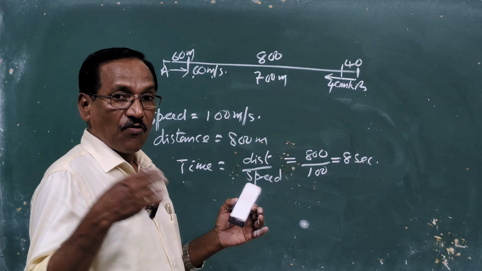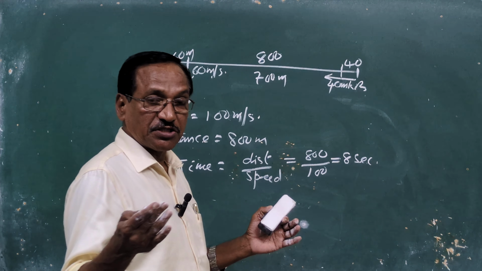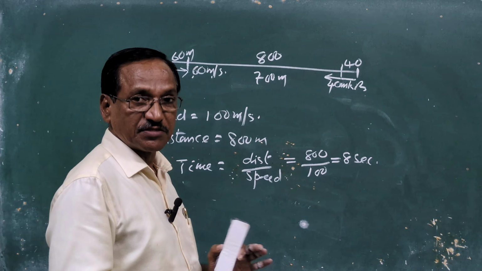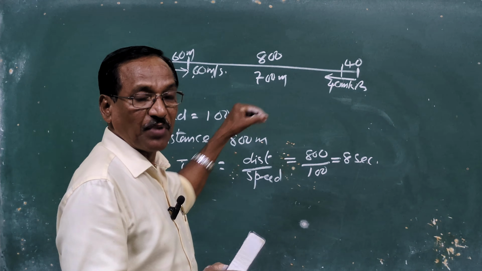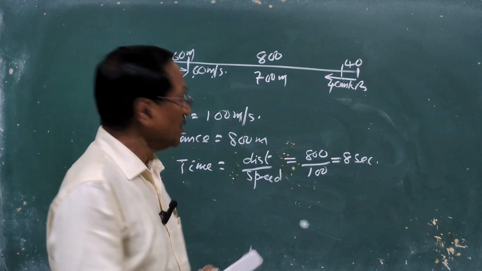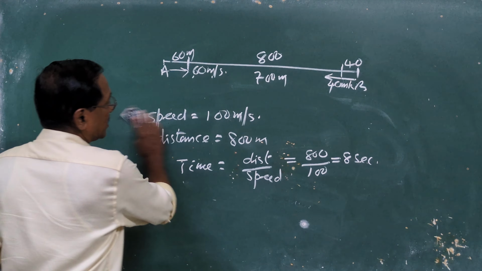So when two bodies move in opposite directions, we take the speed as the sum of their speeds and simply apply that in the formula distance equals speed into time. Again, let us take another case.